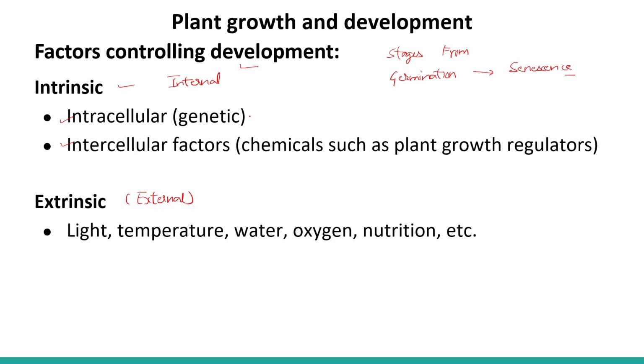Now let's talk about the intracellular. Intracellular factors means the genetic factor. Means there is a change at the genetic level or change in the DNA, you can say. Or you can write genes also. And this information is transferred from the previous generation to the new generation. Means they are permanent.